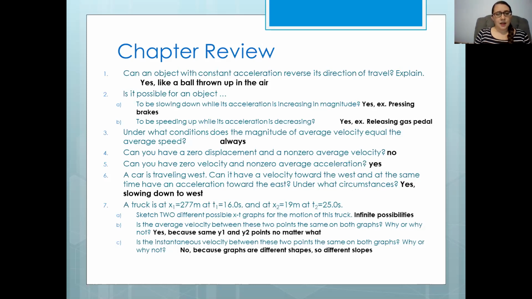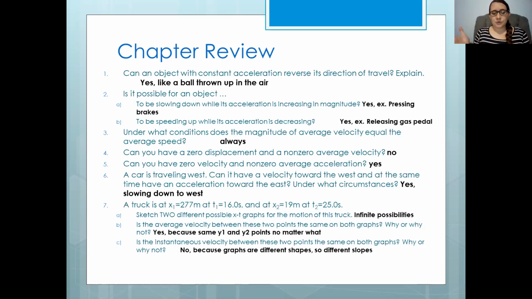And then number 7, a truck is at position 1 equals 277 meters at time 1 of 16 seconds, and at position 2 of 19 meters at time 2 of 25 seconds. Sketch 2 different possible position time graphs for the motion of this truck. There are an infinite number of graphs that you could draw for this, as long as the starting and ending points are 277 and 19, at times of 16 and 25. As long as those two endpoints are there, you could have any number of crazy things in between those 2 points.